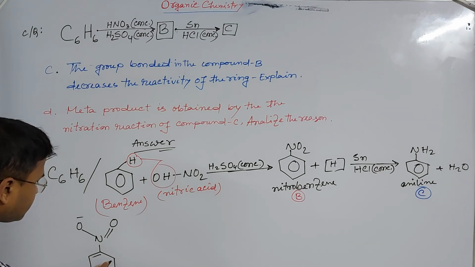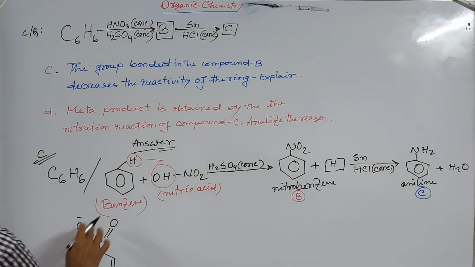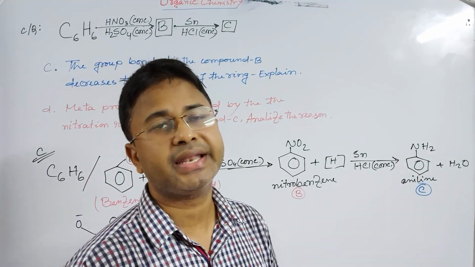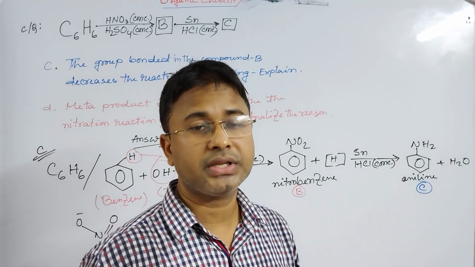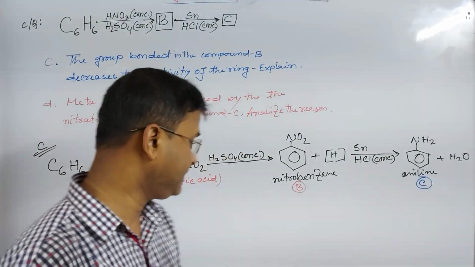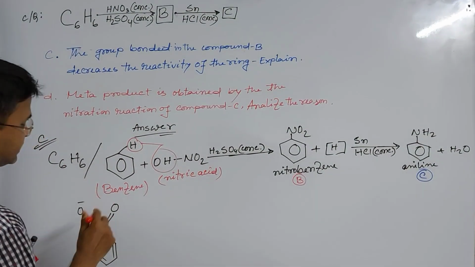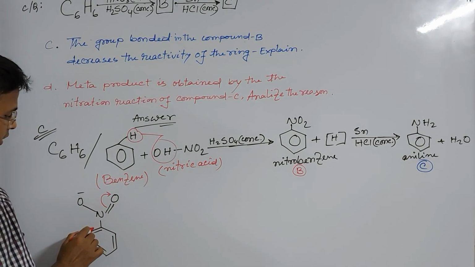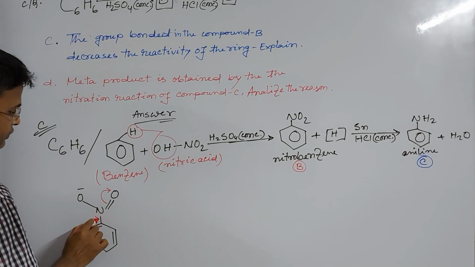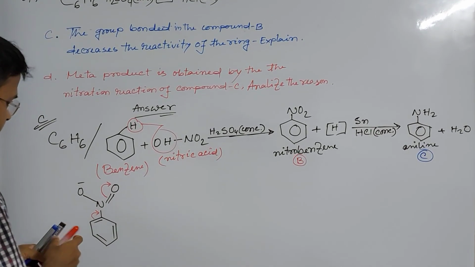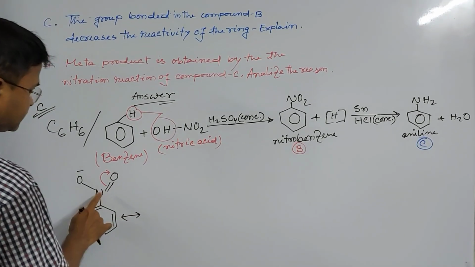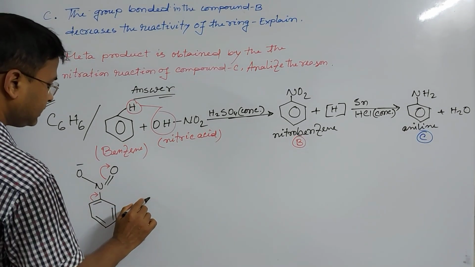Okay, my dear boys, all of you know that oxygen has electronegativity. I mean, oxygen has capacity to pull the pi electron to itself. Here, the pi electrons are pulled by oxygen, and also the pi electron of benzene ring is pulled here. Nitrogen is bonded with carbon directly.